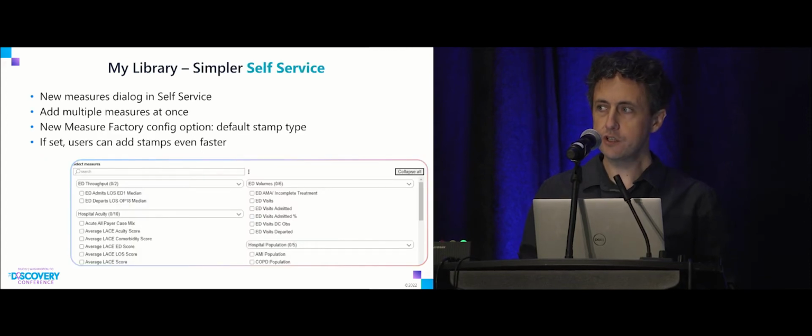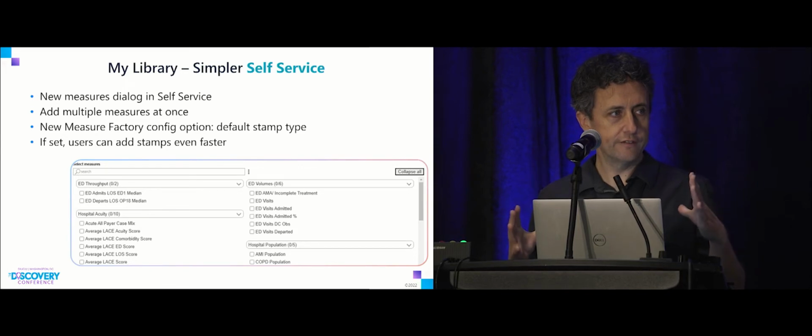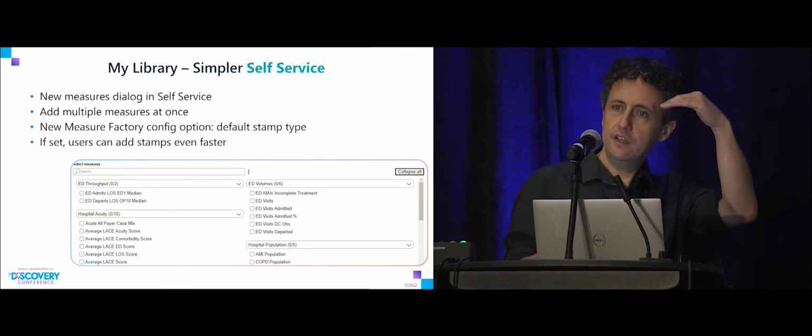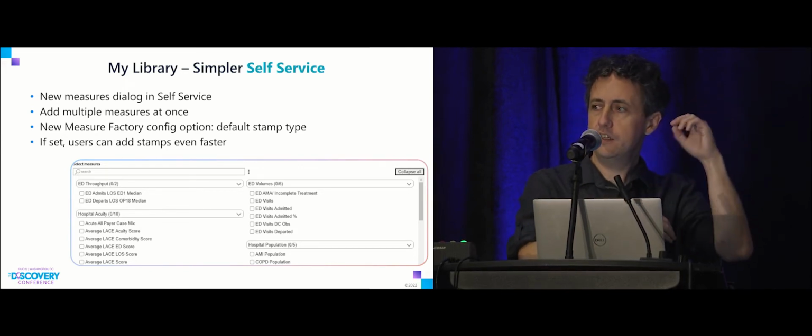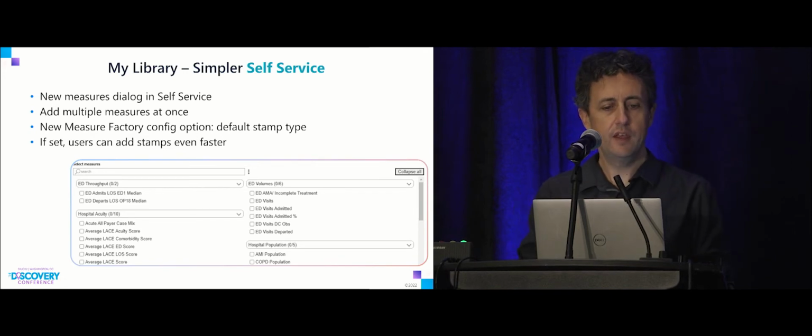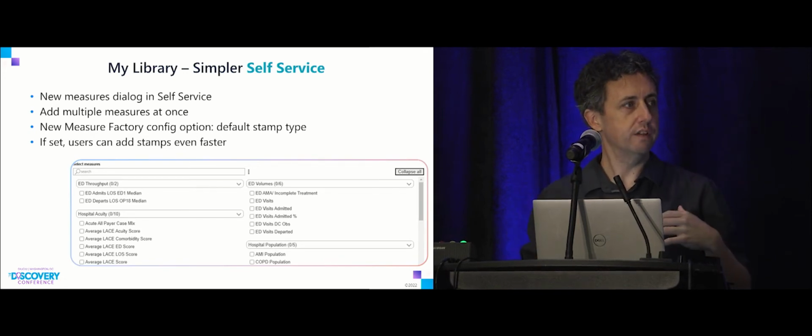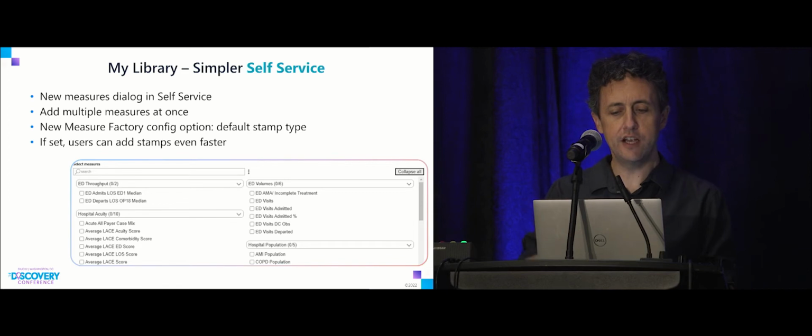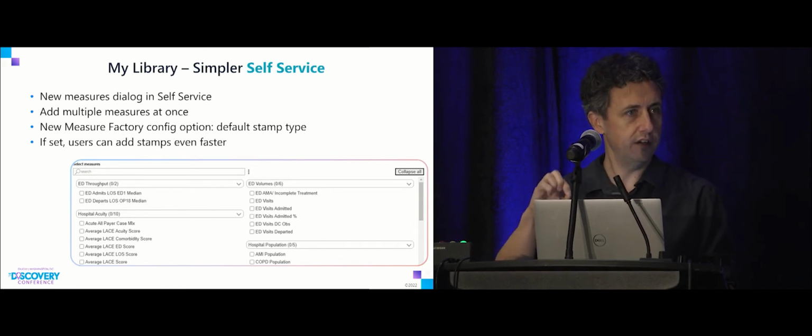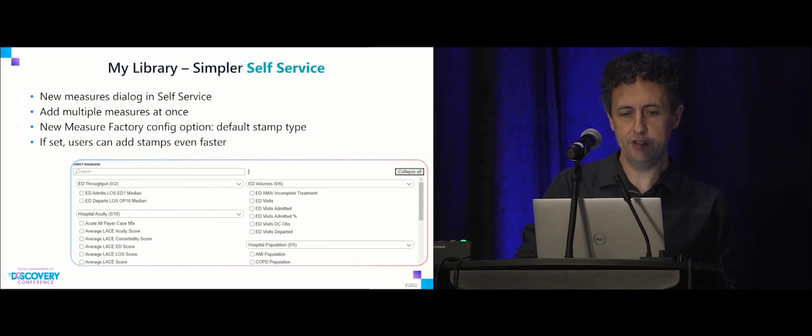In 7.2, self-service is different. The interface for creating a self-service page, you used to have the measures along the side in a little side strip. Now there's a dialog with categories. You can expand. You can check multiple measures at once to create multiple stamps on your self-service page all at the same time.